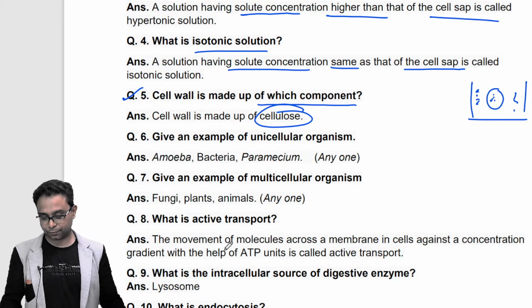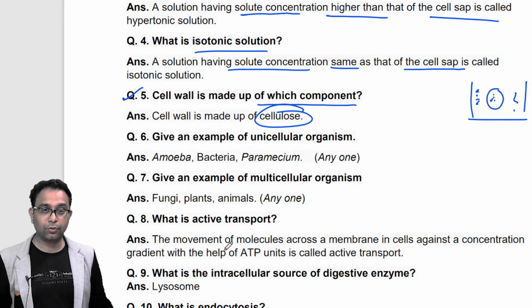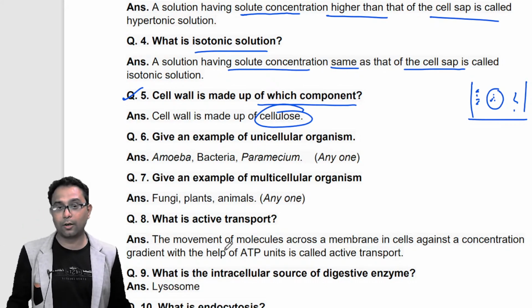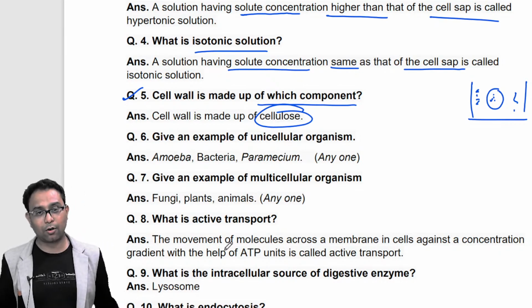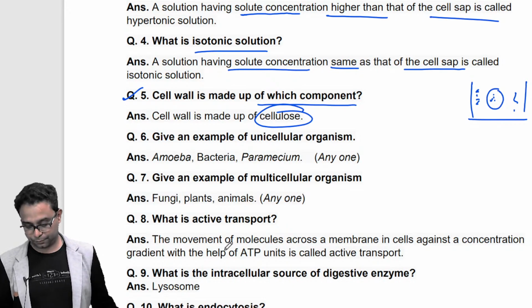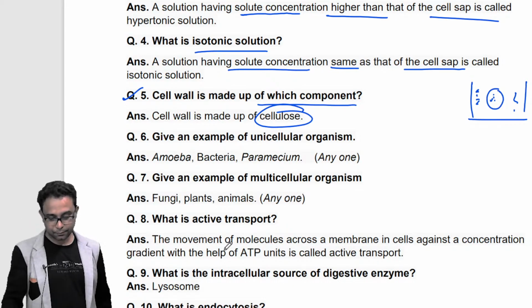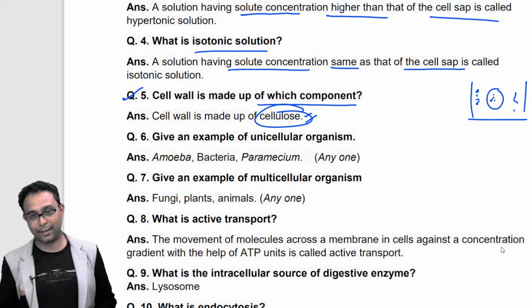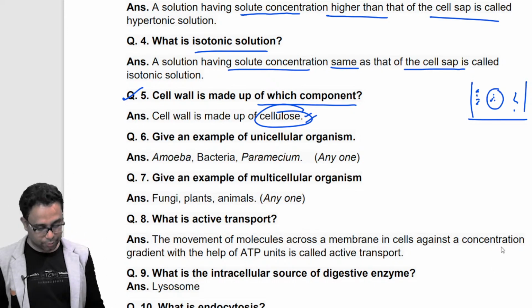Cellulose, is this a monosaccharide, polysaccharide, or disaccharide? Which one is the right option? Please write down in the comment section. Cellulose is the polysaccharide, right? Okay, now we go to the next question.